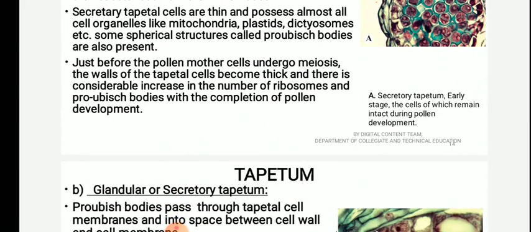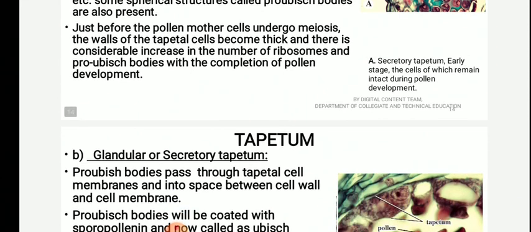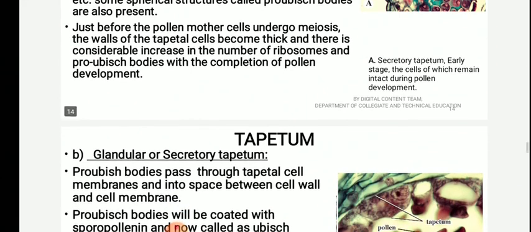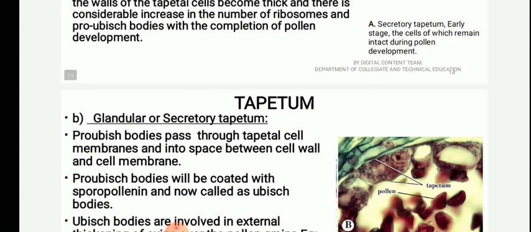Just before the pollen mother cells undergo meiosis, the walls of the tapetal cells become thick, and there is a considerable increase in the number of ribosomes and proubisch bodies with the completion of pollen development. Simultaneously, the tapetal cell behavior varies in accordance with the behavior of the pollen mother cells and the formation of the pollen grain. The way the sporogenous cell is behaving, in accordance with that, tapetal cells also change their behavior.